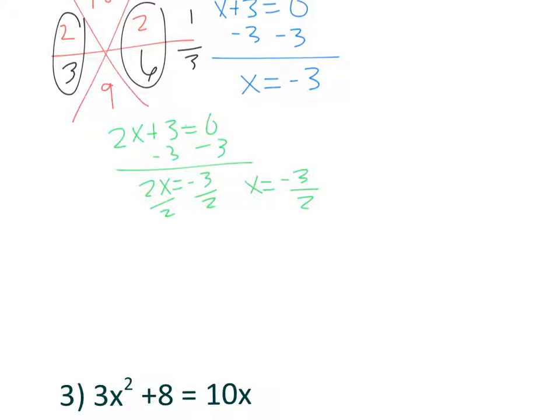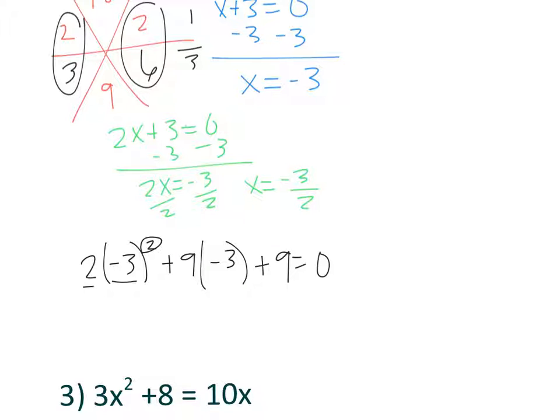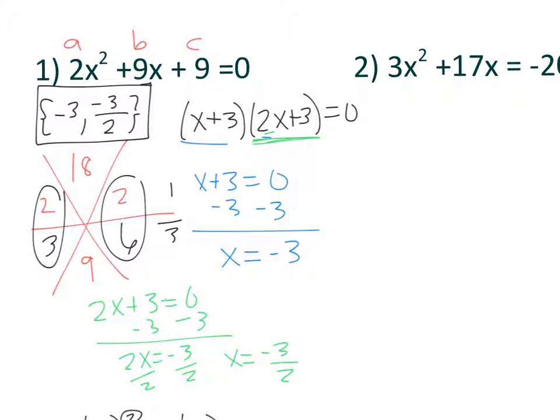I would say 2 times negative 3 squared plus 9 times negative 3 plus 9 should equal 0. So negative 3 squared is 9, and 2 times 9 is 18, minus 27 plus 9. So 18 minus 27 is negative 9, plus 9 does equal 0. So we're right, and we could do that same thing with negative 3/2 and plug that back in. But just to save a little bit of time, I'm going to go on to the next example, and this problem does work out. And so our answers are negative 3 and negative 3/2.